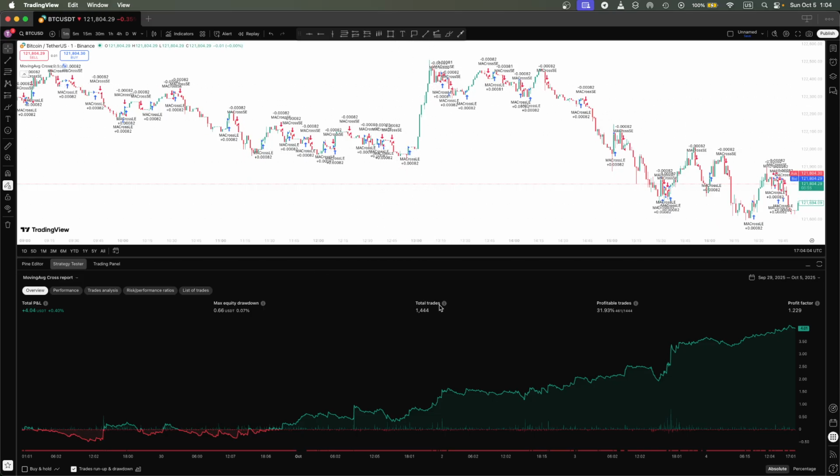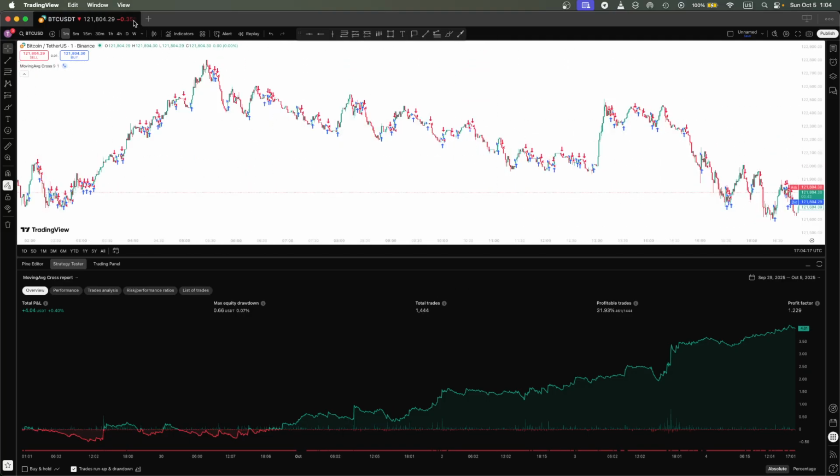And then here is the total trades. This shows the number of total closed trades, winning trades and losing trades. Here you have 1444. Why is it a lot? It's because we are currently in the 1 minute time frame. So it's taking every single signal based on this moving average cross.